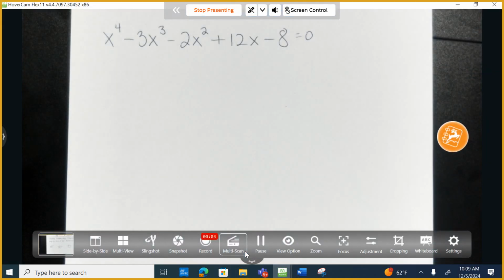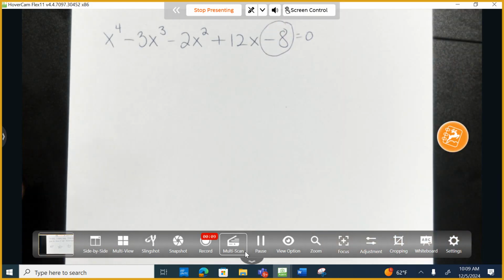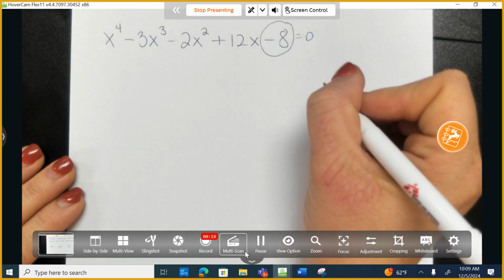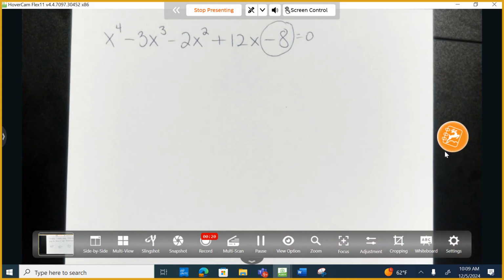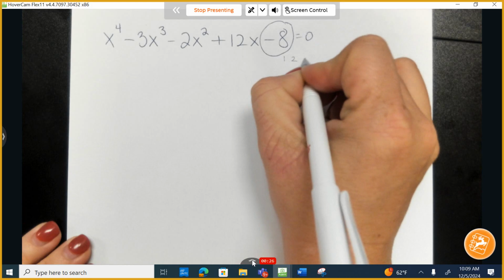So this very first problem, we're going to do 2 in this video. The first thing I'm going to do is circle the last number, called the constant, and come up with all the factors of 8. Factors of 8 are numbers that nicely divide into 8. So numbers that nicely divide into 8 would be 1, 2, 4, and 8.